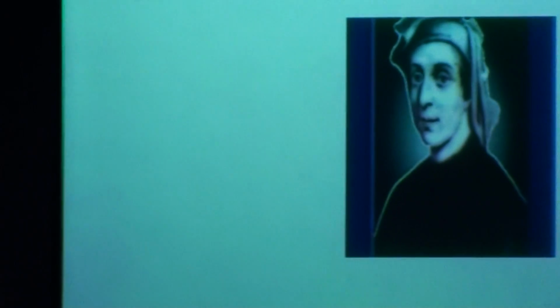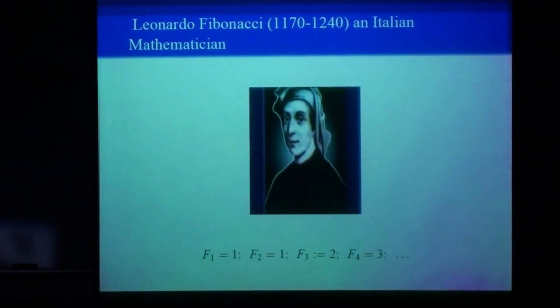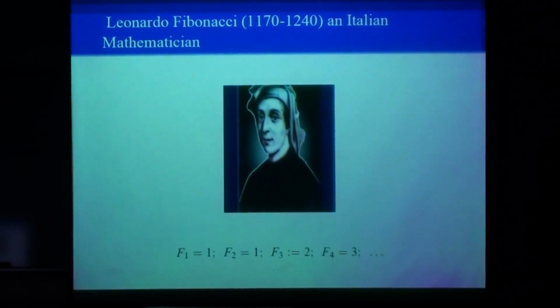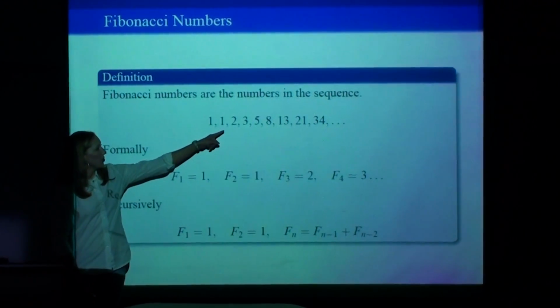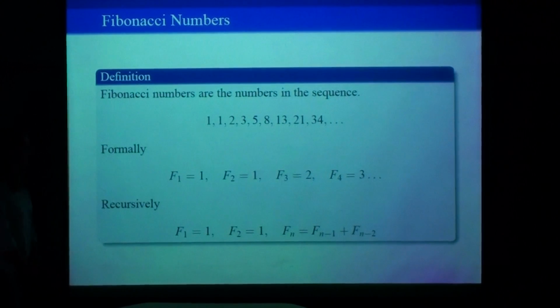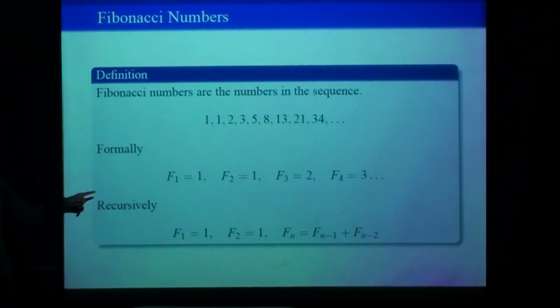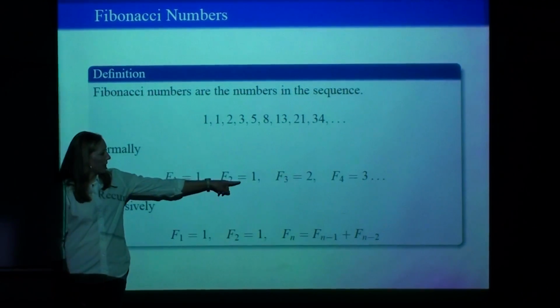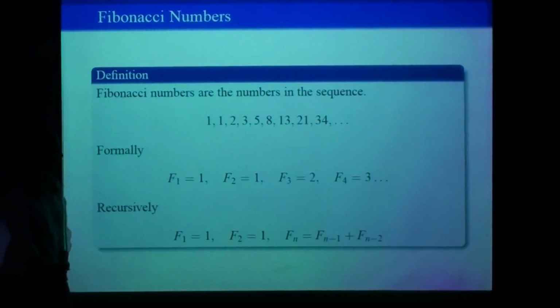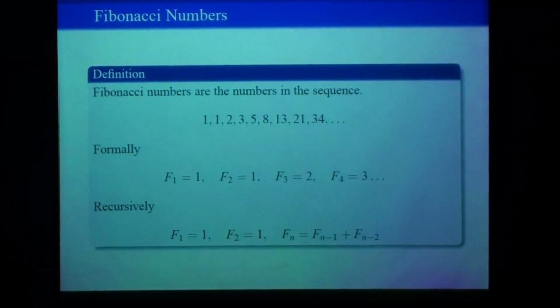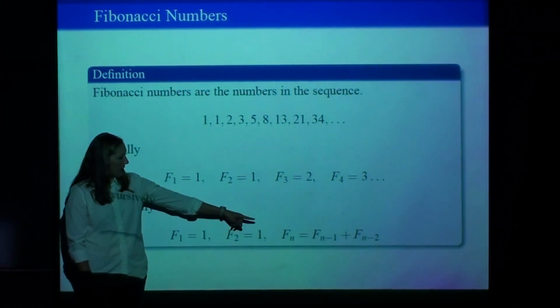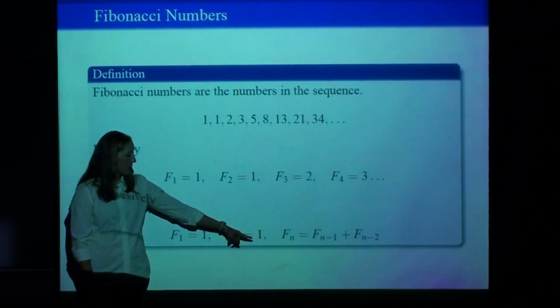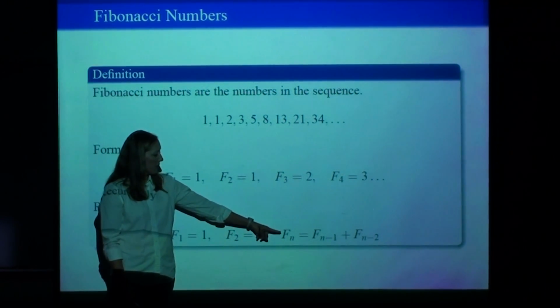Leonardo Fibonacci was an Italian mathematician from the 12th century. He discovered a set of numbers whereby each integer is the sum of the previous two integers. So the set of Fibonacci numbers begins 1, 1, 2, 3, 5, etc. Each Fibonacci number is assigned an F number, so F1 equals 1, F2 equals 1, F3 equals 2, etc. There is a recursive formula for Fibonacci numbers beginning with F1 equals 1, F2 equals 1. Fn then equals Fn minus 1 plus Fn minus 2.